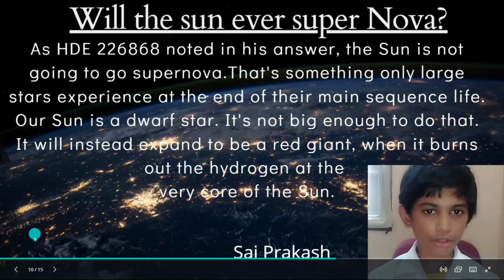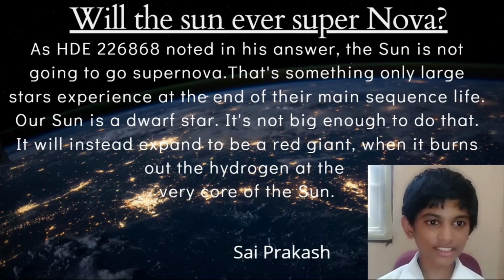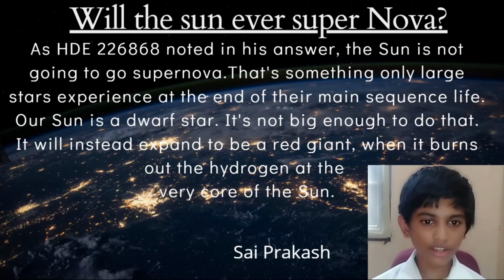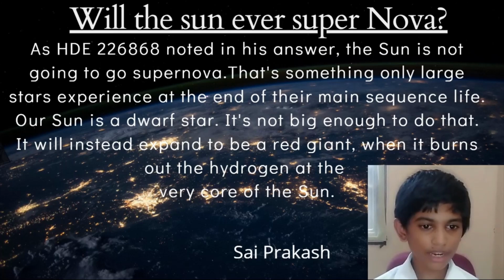Will the Sun ever go supernova? The short answer is no, the Sun is not going to go supernova. This is something only large stars experience at the end of their main sequence life. Our Sun is a average star. It is not big enough to do that. It will instead expand to be a red giant when it burns out the hydrogen at the very core of the Sun.